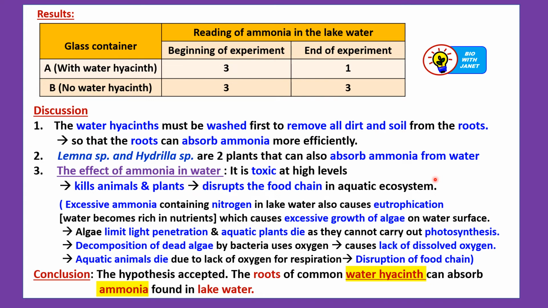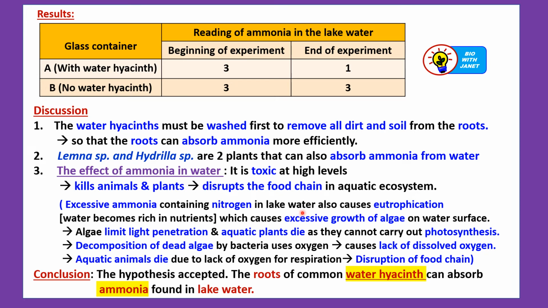Now, the effect of ammonia, it disrupts the food chain in the aquatic ecosystem. Number 3 is to explain the negative effects of ammonia in the aquatic or water ecosystem. So excessive ammonia containing nitrogen in lake water leads to eutrophication. Eutrophication is a process where the water becomes rich in nutrients like nitrates and ammonia, and this will cause the excessive growth of algae, right?